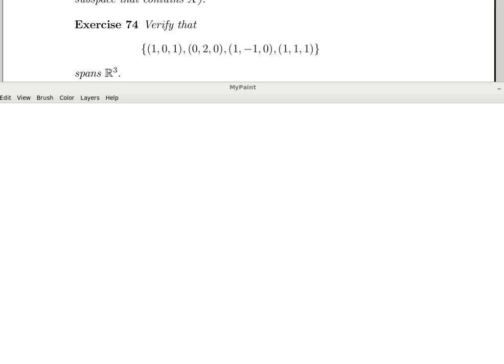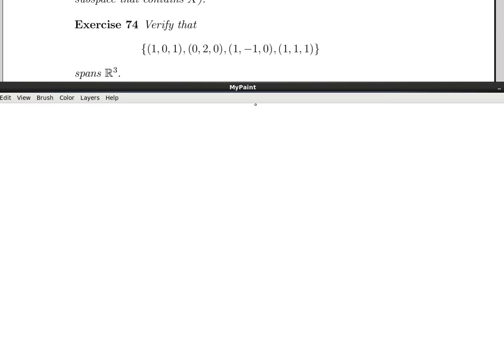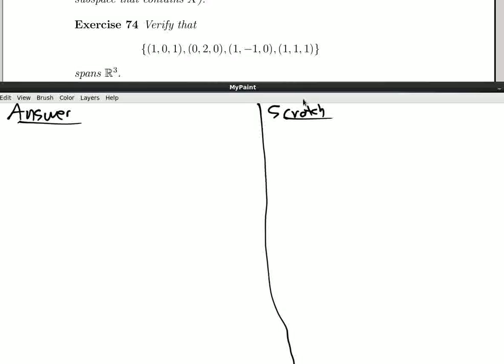Alright, I'm going to show that these four elements span R3. These four span R3. I'm going to do this in 2 steps, or split screen. Here's what my answer is going to look like, and here's going to be some scratch work. So here's what's going to happen.